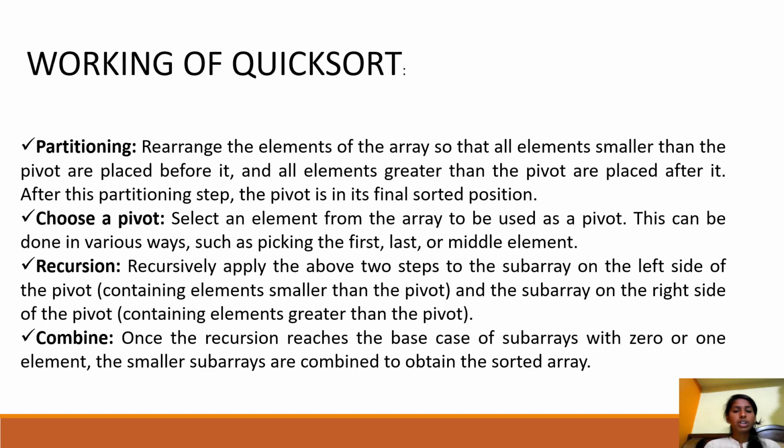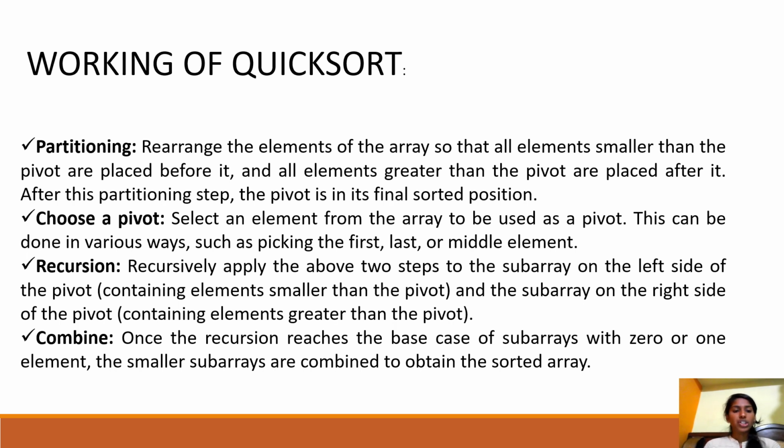Now let us see the working of quicksort. Partitioning: rearranging the elements of the array so that elements smaller than the pivot are placed before it, and all elements greater than the pivot are placed after it. After the partitioning step, the pivot is in its final sorted position. Choose a pivot: select an element from the array to be used as a pivot. This can be done in various ways, such as picking the first, last or middle element.